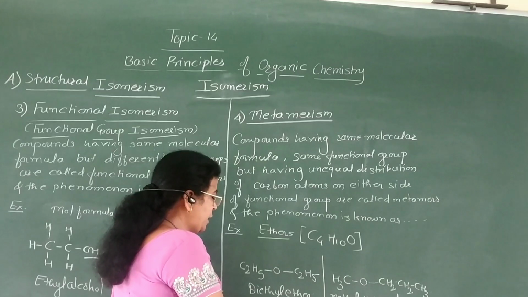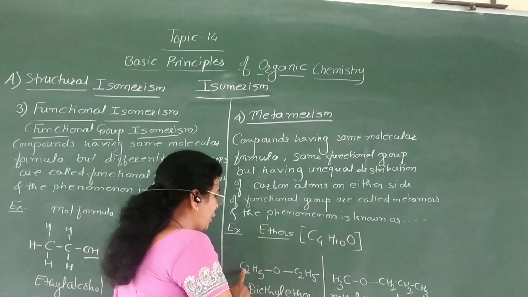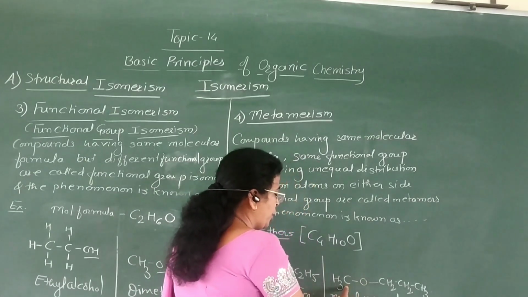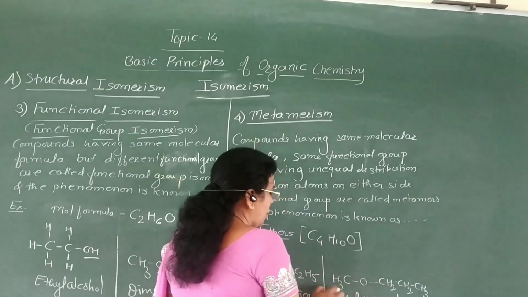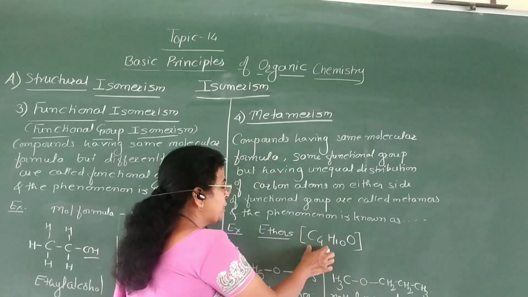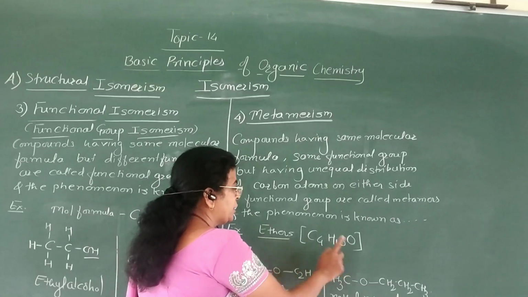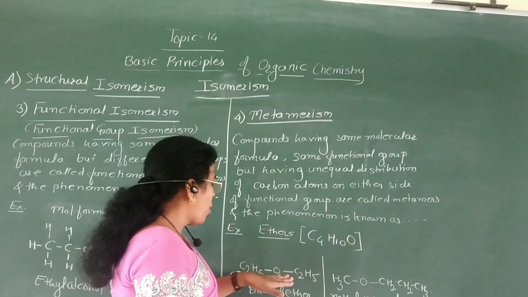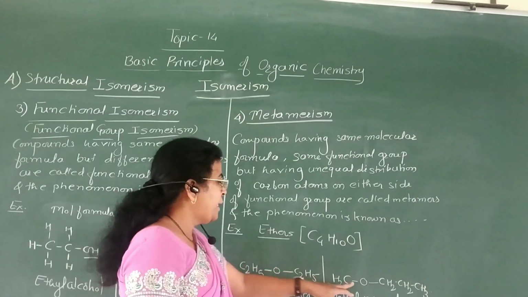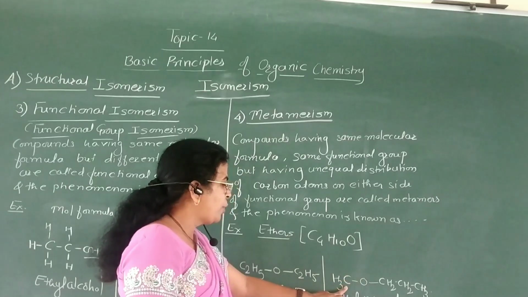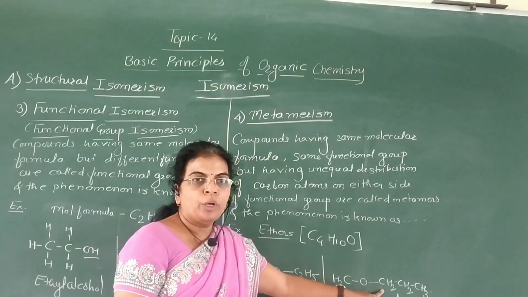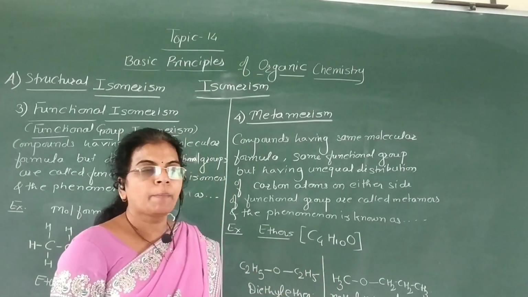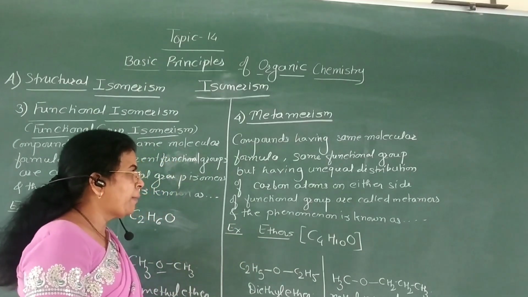In diethyl ether, the oxygen atom is bonded to 2 ethyl groups, and in methyl n-propyl ether, the oxygen atom is bonded to methyl and n-propyl groups. These two isomers have the same molecular formula, that is C4H10O. In diethyl ether, oxygen is bonded to 2 ethyl groups, and in the other, oxygen is bonded to methyl and n-propyl groups. Therefore, these two isomers are metamers of each other. This is the example of metamerism.